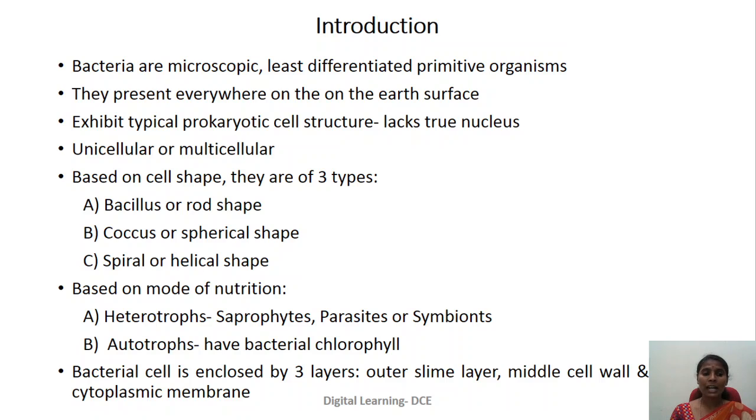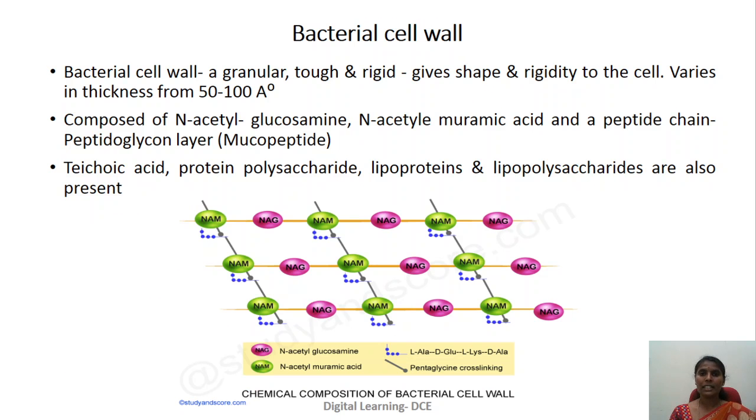So, ultrastructural studies of bacteria reveal that a bacterial cell is provided with three important layers. The outer slimy layer, which is gelatinous in nature, is called the capsule. This slimy layer is followed by a middle layer called the cell wall, and the innermost layer is called the cytoplasmic membrane. Let us study the bacterial cell wall structure in detail.